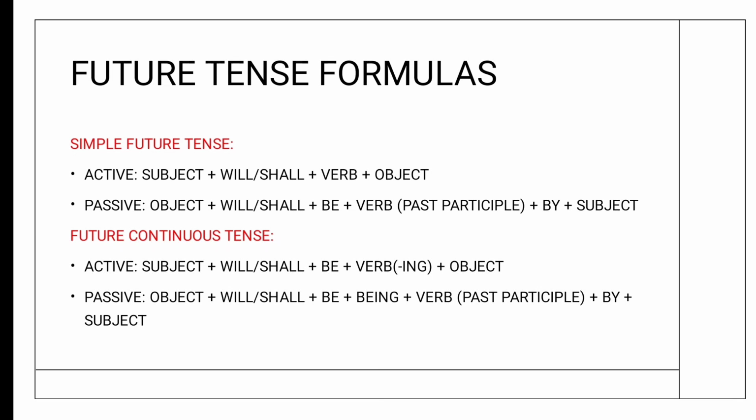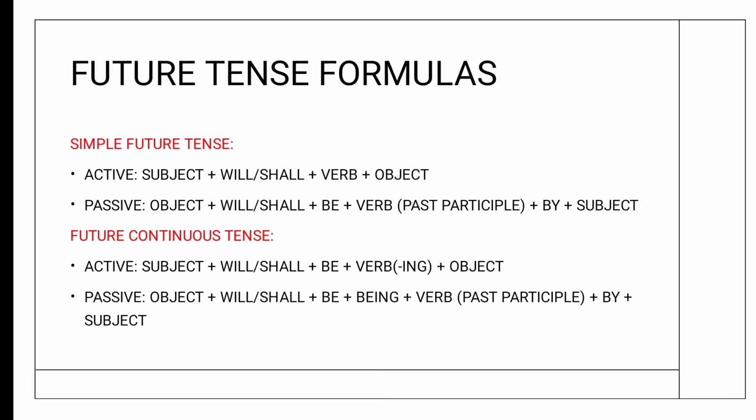So let's proceed. Subject plus will or shall. We have be forms in the future tense, those are will or shall, plus verb plus object. So remember, mostly use will only. Okay, it will be easy. Shall we see in obligations or the like. In that situation we use shall. So mostly we use will only.